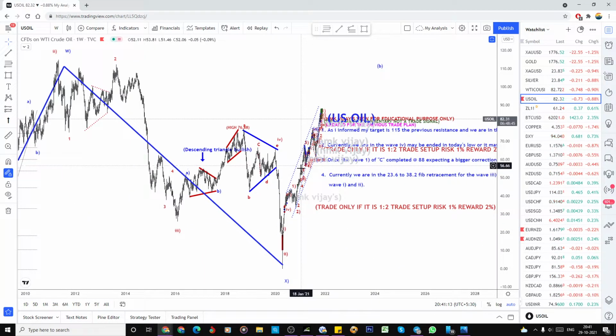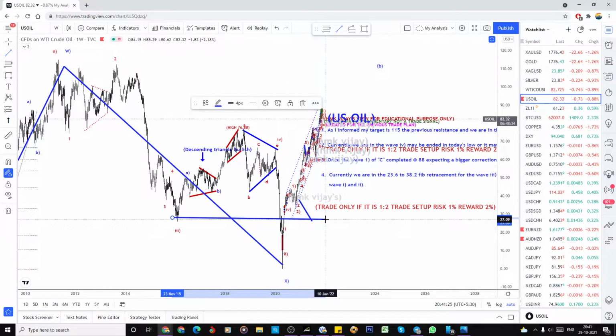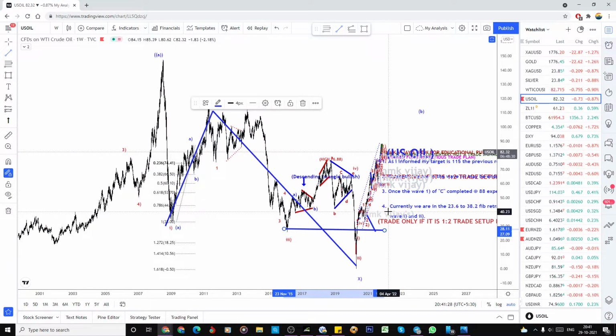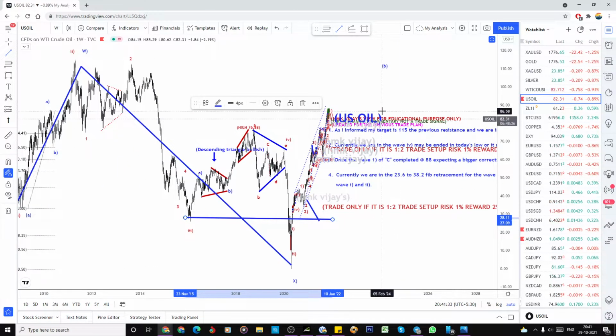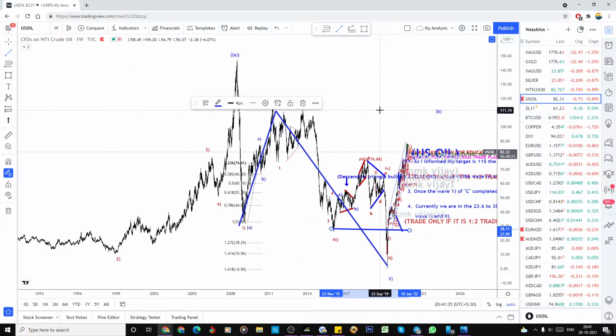See, I exited at the 41 level, that you know very well. From here itself I exited my positions and was looking for a deeper correction. I thought if it comes to this zone I will be on the buy side, and I said at that time itself the target is $70, but where we are trading is 82. So what is it going to do?